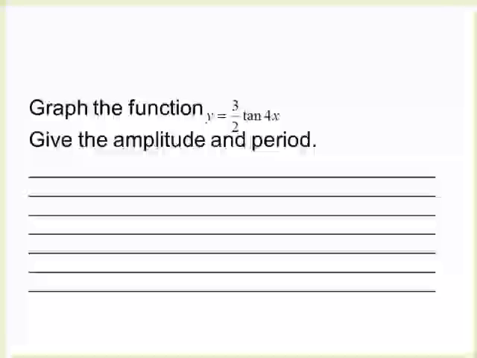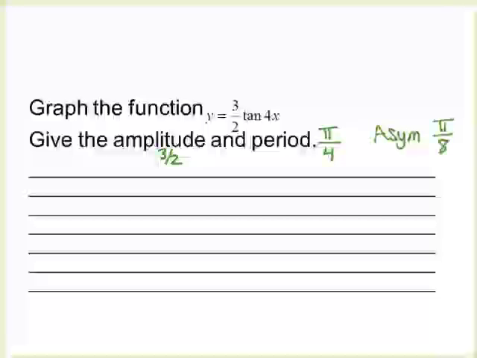But nonetheless, that 3 halves determines the height of that point that will be halfway between the center and the asymptote. The period is pi divided by b. What is b? 4. So our period is going to be pi fourths. The asymptotes are located at 1/2 of the period. So we take our period of pi fourths and multiply it by 1/2, and we get pi over 8.